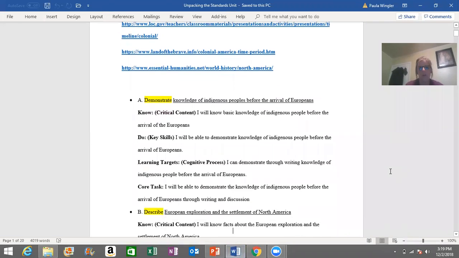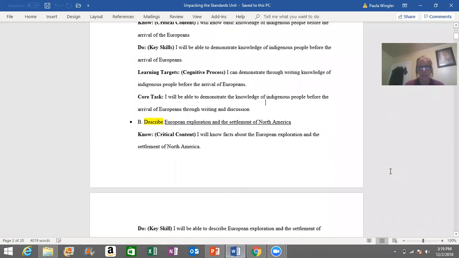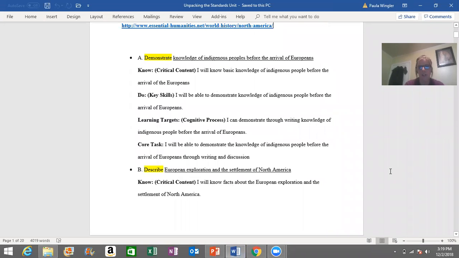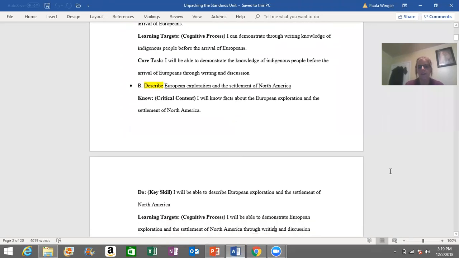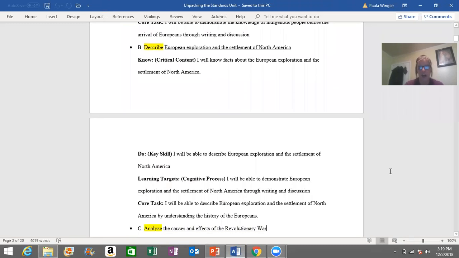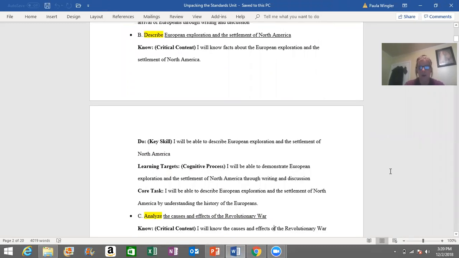What I did was to break it down. Students are going to be able to demonstrate knowledge of people before the arrival of Europeans. They're going to know basic knowledge of the people. They're going to be able to demonstrate the skills through writing and explanation, and then they're going to be able to describe European exploration and settlement in North America. So they're going to know facts. They're going to be able to describe the settlement. They can do this with writing or discussion.